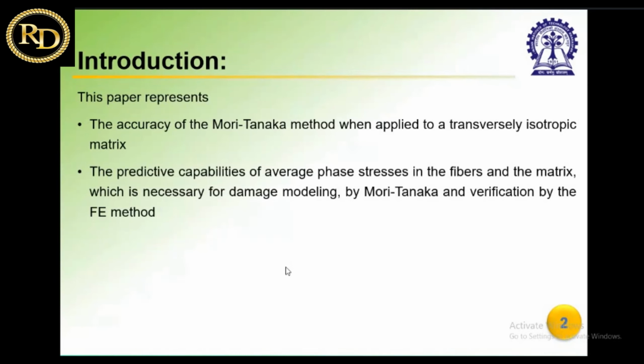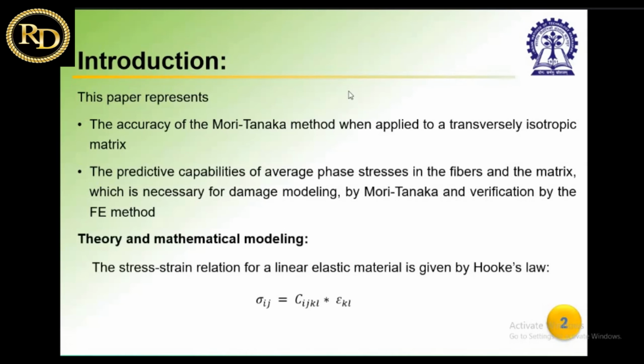So we have tested the capability of the Mori-Tanaka method, which is used to find out the properties of composite material. The Mori-Tanaka method is perfectly fine for an isotropic matrix, but when the matrix becomes transversely isotropic, we want to test its accuracy. So in this paper we are going to present the same.